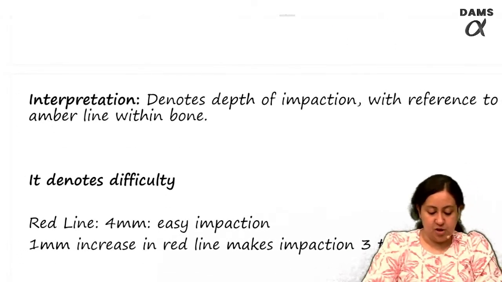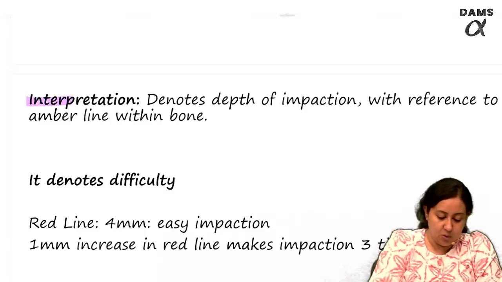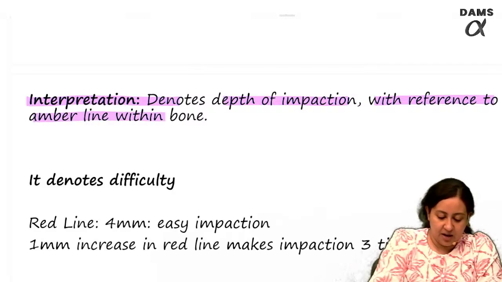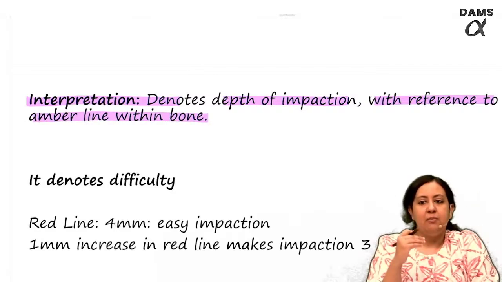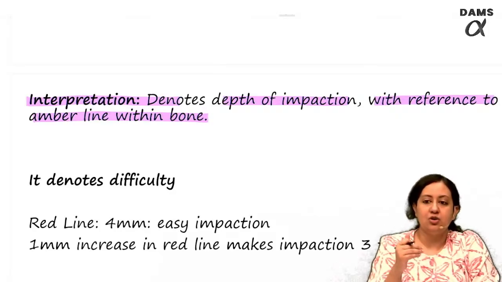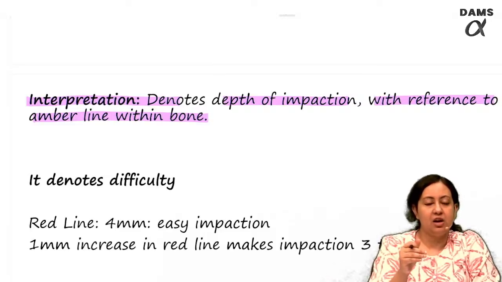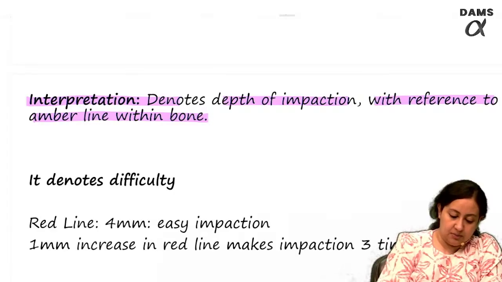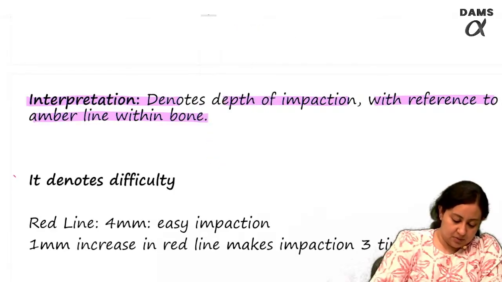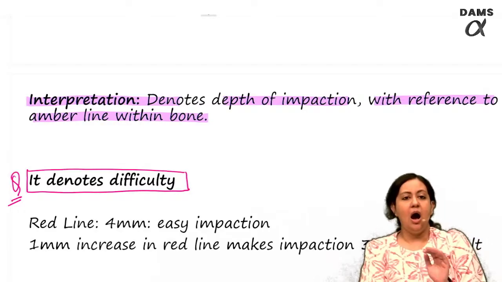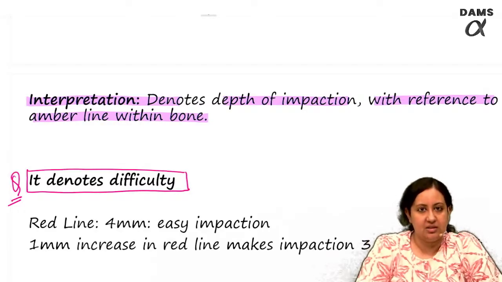Now the interpretation. So the red line denotes the depth of impaction with reference to the amber line within the bone. Please remember, the red line is always in reference to the amber line, because we are drawing the red line from the amber line. The red line is starting from the amber line. Very important. The red line denotes difficulty, because the red line is the one which is actually telling you how deep seated the tooth is.